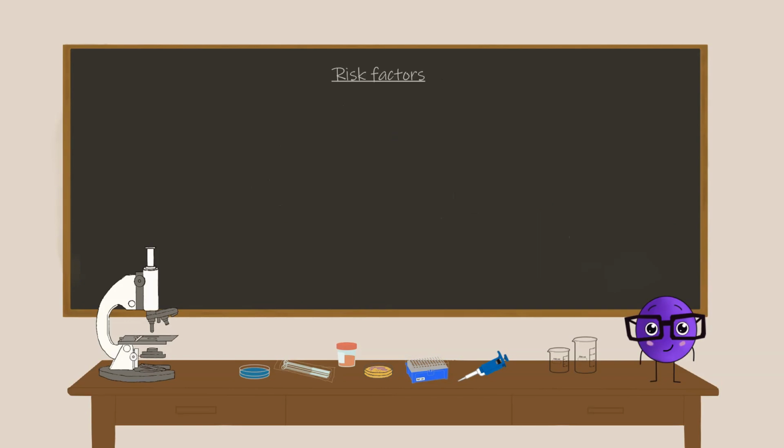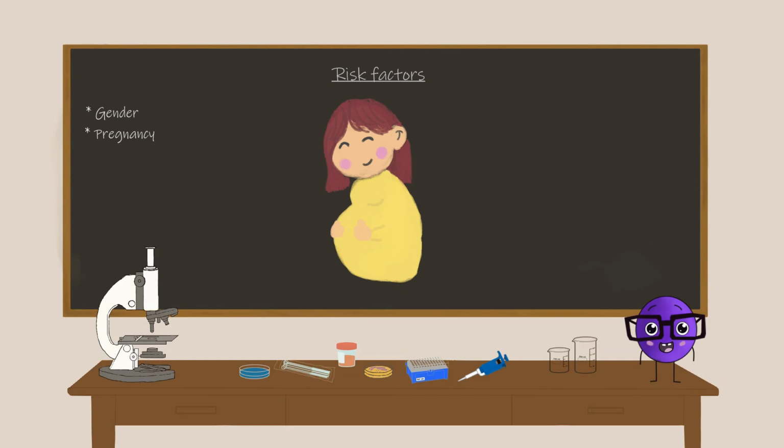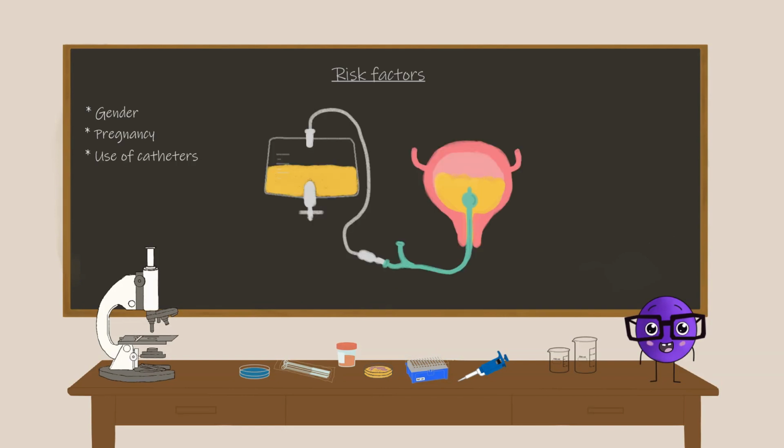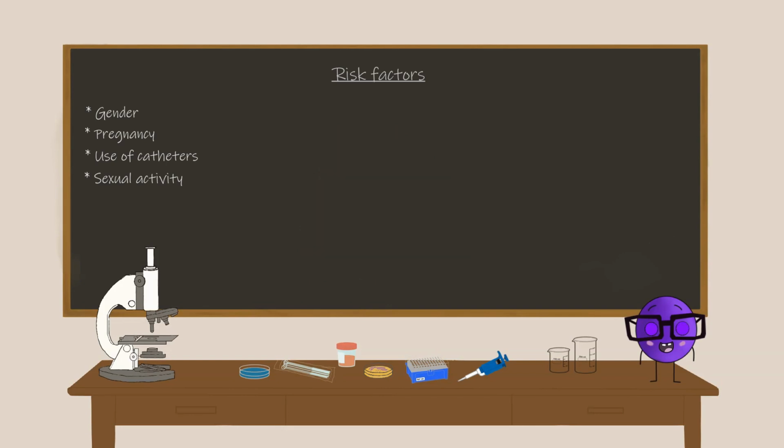There are risk factors that predispose patients to developing UTIs. These include gender. Due to having a shorter urethra that is close to the genital tract, females are more prone to getting UTIs than men. Pregnancy. As a result of hormonal and anatomical changes, UTI risks in pregnant women increase. Use of catheters. Long-term use increases likelihood of biofilm formation, which protects bacteria from the immune system and antibiotics. Sexual activity. Increased activity increases chances of bacterial contamination of the female urethra.